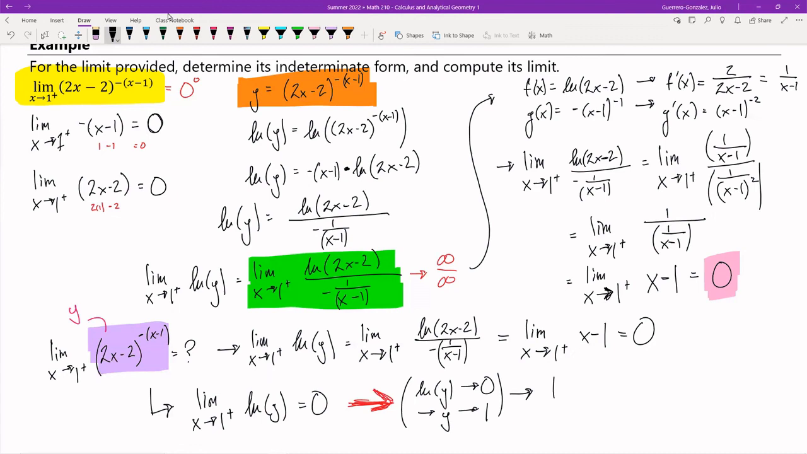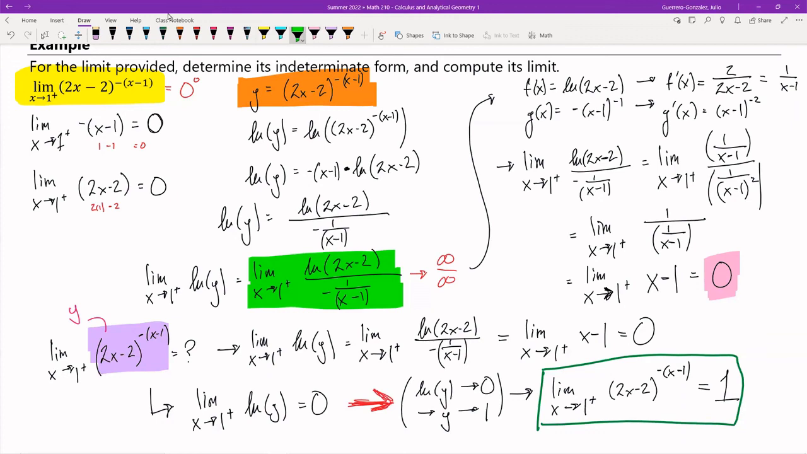Therefore, the limit as x approaches 1 from the positive of my original thing, which was my y, 2x minus 2 to the negative x minus 1, this is actually going to be equal to 1. This is our final answer. We are done after this. I know this is topsy-turvy, but it's got all the logic here. And just to sort of reinforce what I'm doing here, this is highly overly explained, okay? Because you need to listen to this explanation to make it make sense.